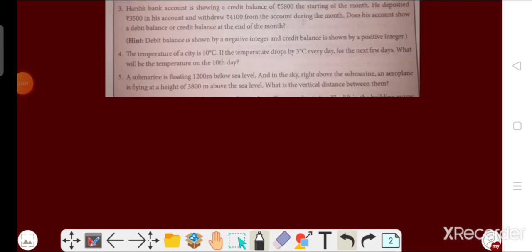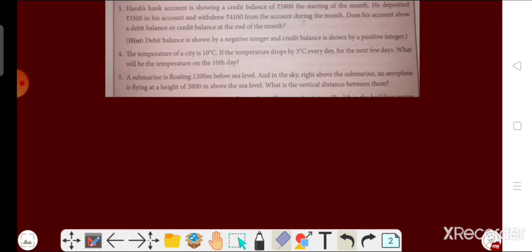Now look at question number 3. Harsh's bank account is showing a credit balance of rupees 5,800 at the start of the month. He deposited rupees 3,500 in his account and withdrew rupees 4,100 from the account during the month. Does his account show a debit balance or a credit balance at the end of the month? In this question, beta, we have been given the credit balance of Harsh, the amount that he deposited in the account, and also the amount that he withdrew from the account.